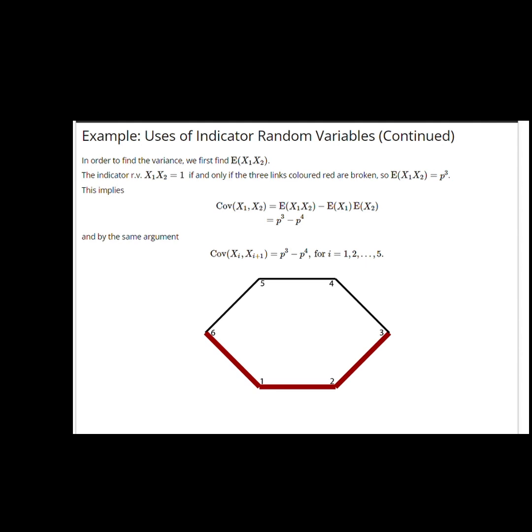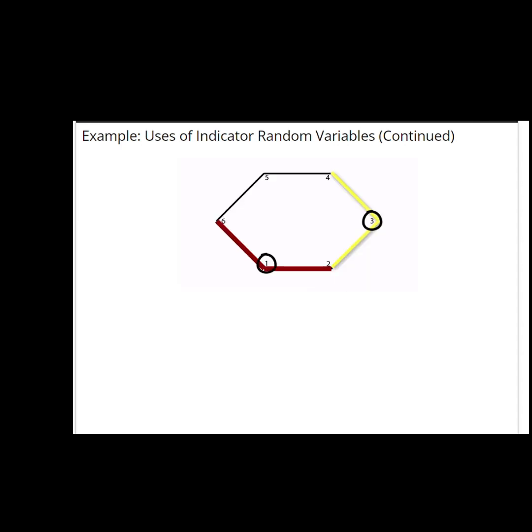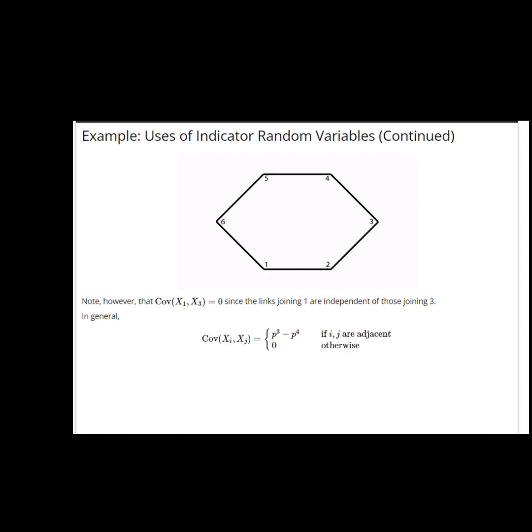And the same argument will apply to any two adjacent individuals. The covariance between Xi and Xi plus 1 is p cubed minus p to the 4th for values of i from 1 up to 5. What about the covariance between X1 and X3? Individuals 1 and 3 have no links which adjoin both of them. The breakage of the two links adjoining individual 1 is independent of the possible breakage of the links adjoining individual 3. That independence means that the covariance between X1 and X3 is equal to 0. So we've established a general pattern for covariances. Covariance between Xi and Xj is p cubed minus p to the 4th if i and j are adjacent nodes, and otherwise covariance Xi Xj is equal to 0.